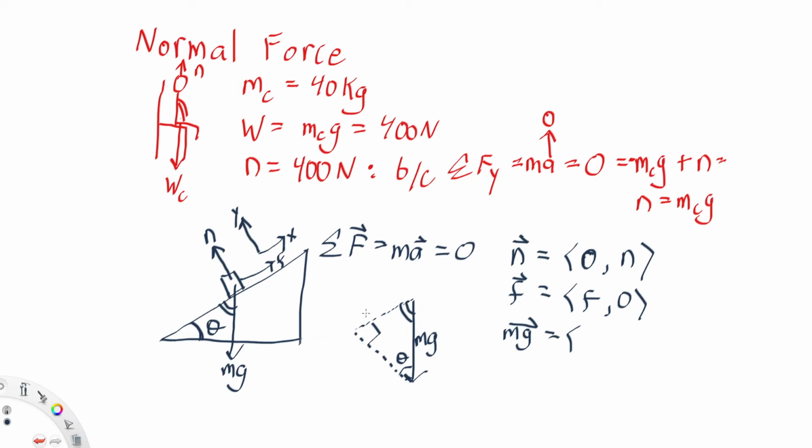So then in the x direction, the x part of this triangle is actually opposite the angle theta here. So this is going to be mg sine theta in the x direction, and it's going to be mg cosine theta in the y direction. And actually it's going to be negative, right? So the weight is going in the negative x direction, so mg sine theta, and it's minus mg cosine theta in the y direction.